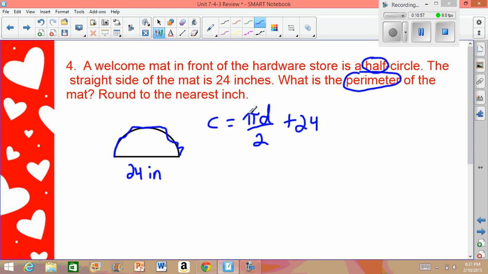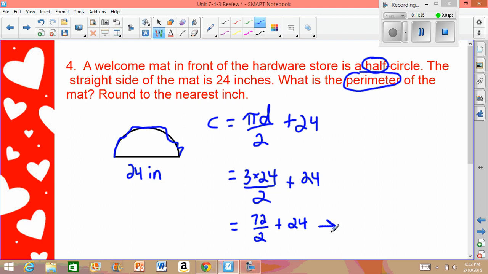So now we're going to go figure out what this part right here equals. We're going to use 3 for pi because that will get us close enough. So I have 3 times our diameter of 24. We're going to get that answer. We're going to divide it by 2, then add our other 24 inches. So when I have 3 times 24, that gives me 72. So I'm going to have 72 divided by 2 plus 24.